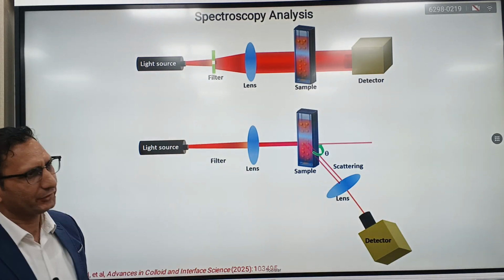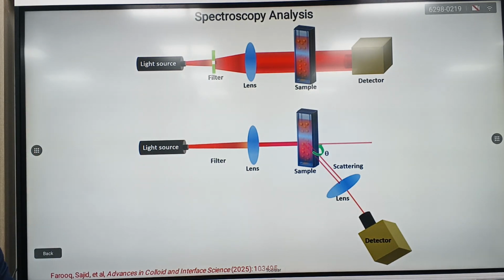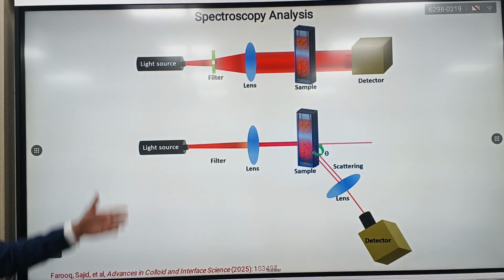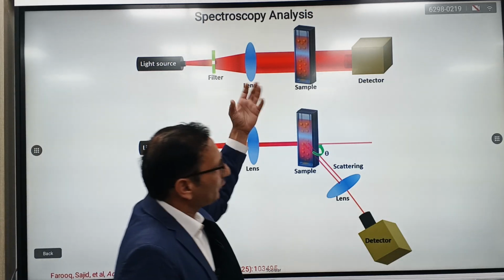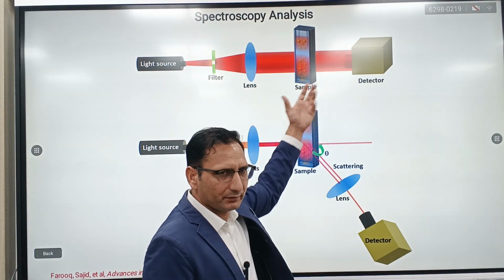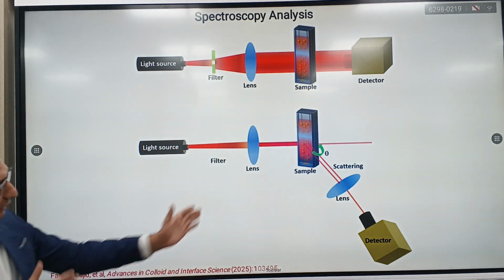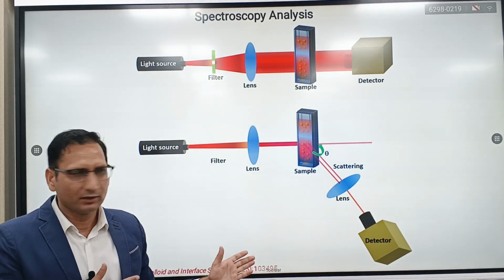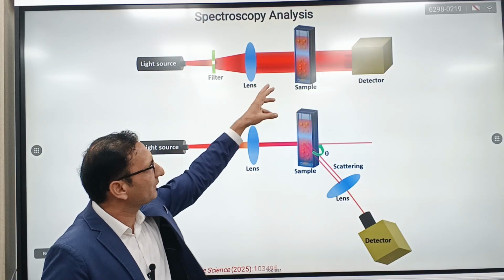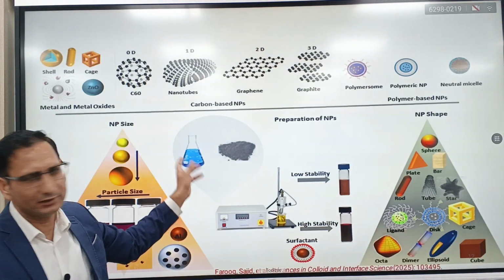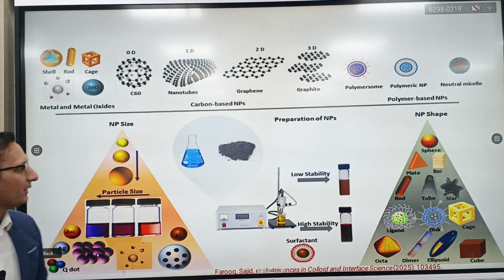So here are two ways to detect the behavior. Either they are showing absorption or scattering. Here we can evaluate absorption, and here we calculate scattering because our detector is at an angle. So absorption or transmission and scattering using this kind of spectroscopy. It's easy, you can even make it in your lab.